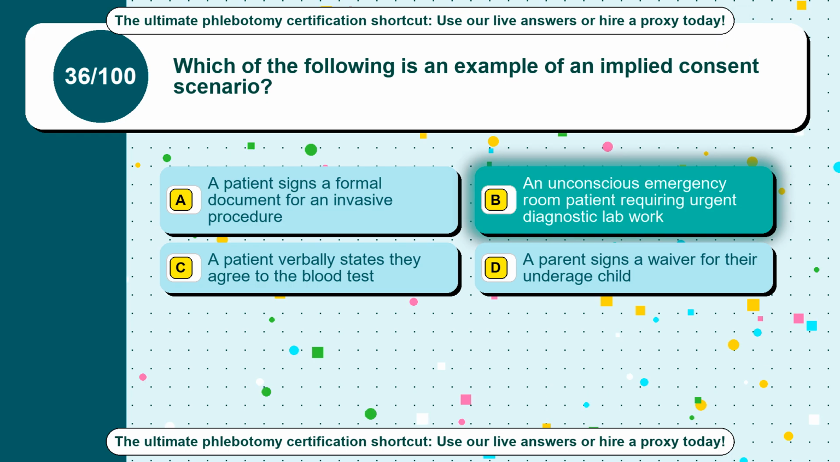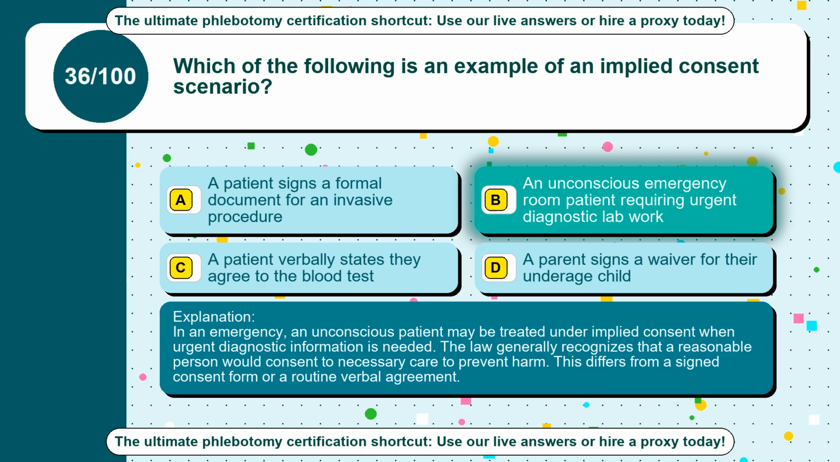The correct answer is option B. An unconscious emergency room patient requiring urgent diagnostic lab work. In an emergency, an unconscious patient may be treated under implied consent when urgent diagnostic information is needed. The law generally recognizes that a reasonable person would consent to necessary care to prevent harm. This differs from a signed consent form or a routine verbal agreement.